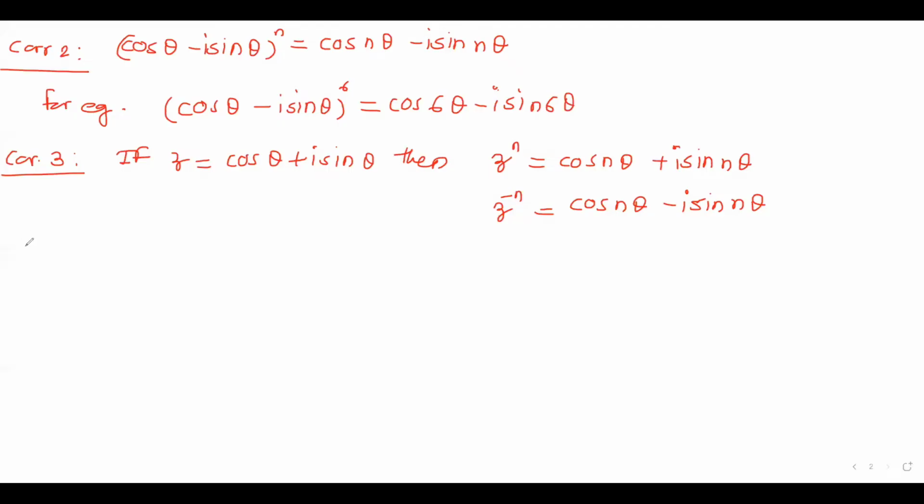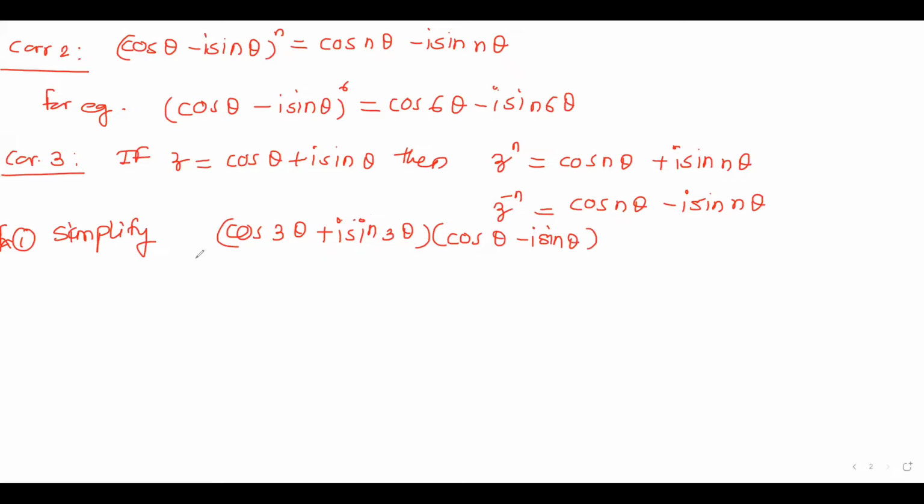Example number 1. Simplify cos of 3 theta plus i into sine of 3 theta, into cos of theta minus i into sine of theta, divided by cos of 5 theta minus i into sine of 5 theta. Now we have to simplify this expression.